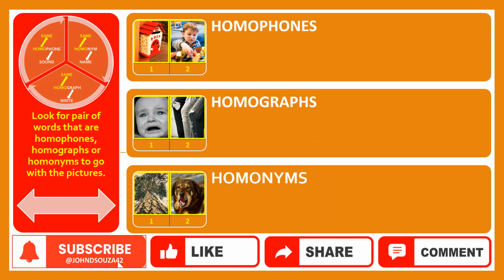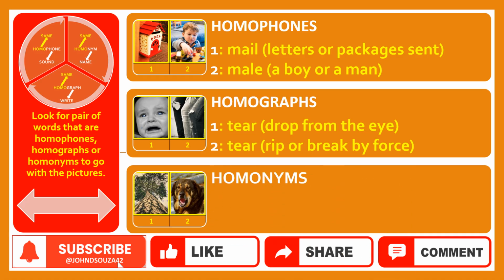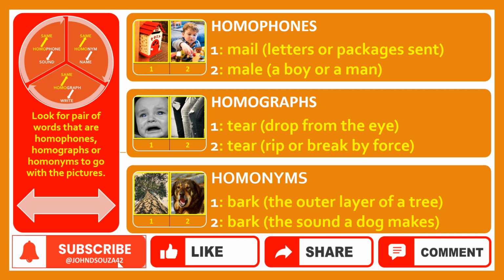Visuals help clarify meaning. Let's look at these familiar images and determine which word relationship they represent. For the homophones, first, male, letters, second, male, a boy. For the homographs, first, tear, drop from the eye, second, tear, a rip. For the homonyms, first, bark, the outer layer of a tree, second, bark, dog's sound.